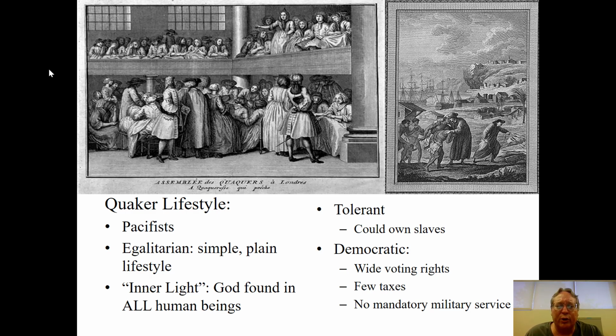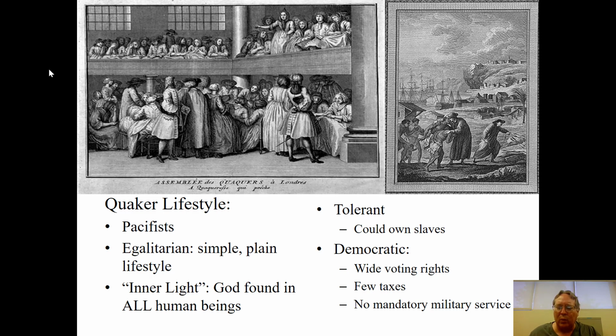Now, another thing that you'll notice from the picture here at the top of the screen is, again, these guys, these Quakers, like other Puritans, kind of dress a little more simply, a little plainer, right, than other people. They're not trying to show off their wealth.